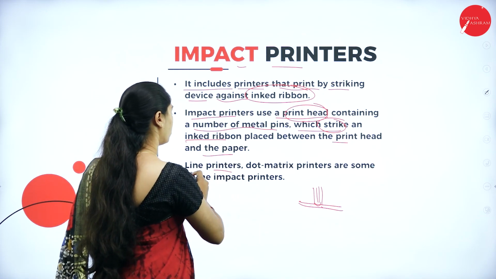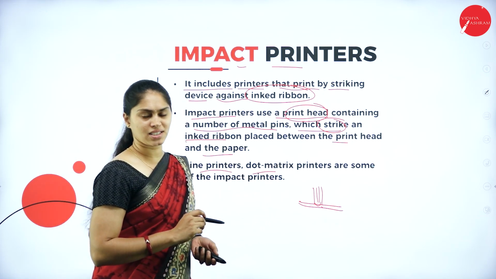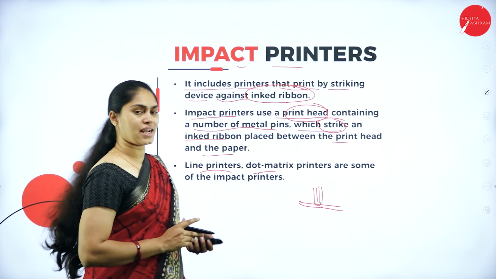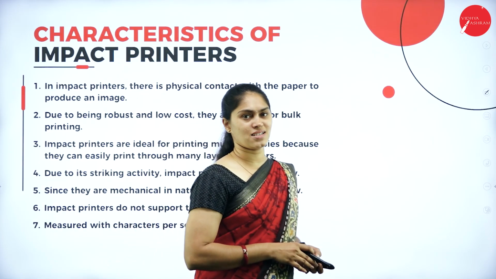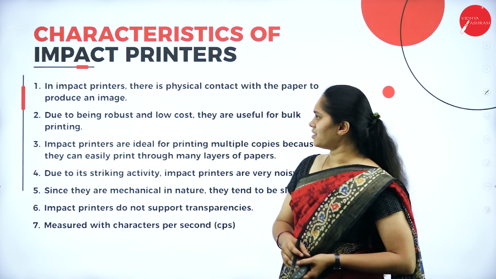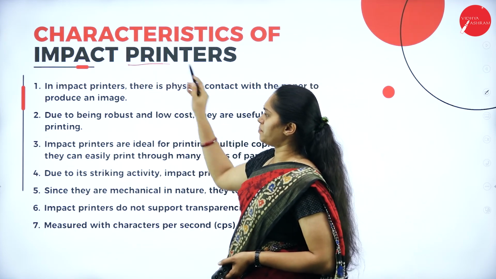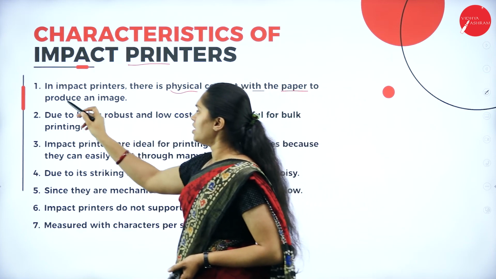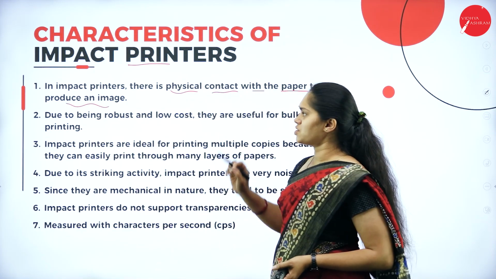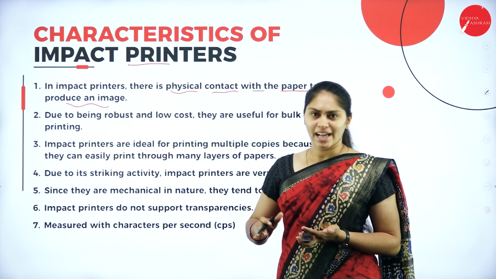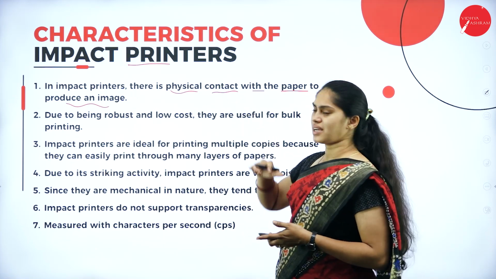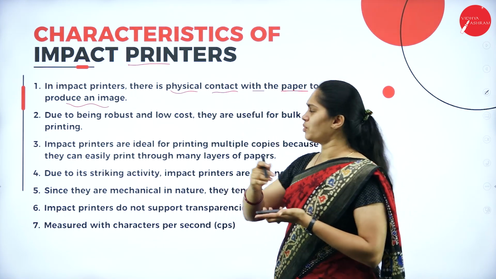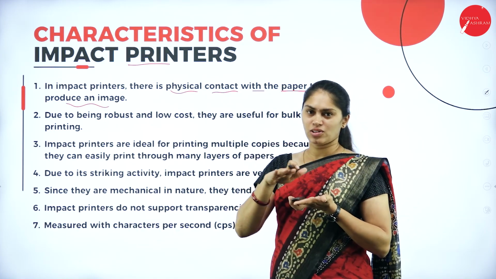As you all know already, the line printer and the dot matrix printer come under the impact printer. We'll see its characteristics, then it will be easy for you to understand the impact printer. Here there is physical contact with the paper in order to produce an image. In this we have a striking mechanism, and that striking mechanism has physical contact between the striking head and the paper.